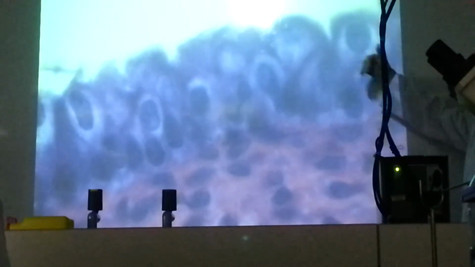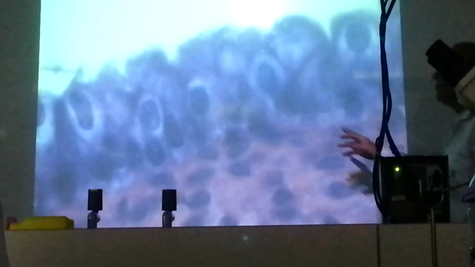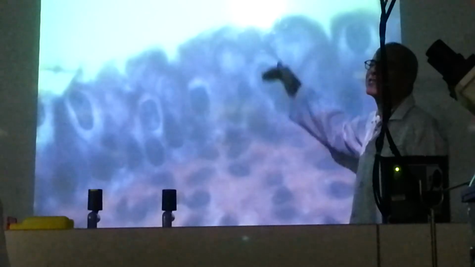What type of epithelium is this? Transitional epithelium. There are also some nuclei. These are inverted flask-shaped cells in the next layer.